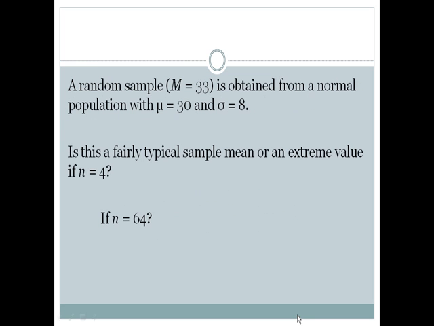What if we ask the question, we have a random sample obtained from a normal population. We want to know, is this a fairly typical sample mean or an extreme value if n equals 4? Now, there are several ways to define typical or extreme in the course. A good rule of thumb is that a typical score is one that falls within 1 or 2 standard deviations of the mean, or within 1 or 2 standard errors of the mean. So pause and see if you can calculate this problem.